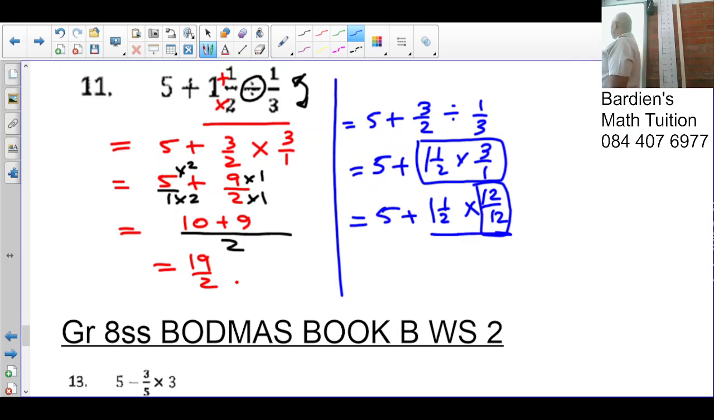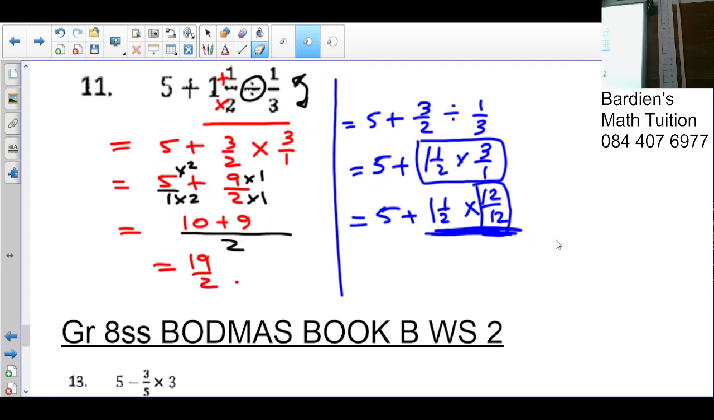But must we find an LCM if we are multiplying here? When do we find LCM? When adding and subtracting. So make a note there. You only find LCM when you're adding and subtracting.